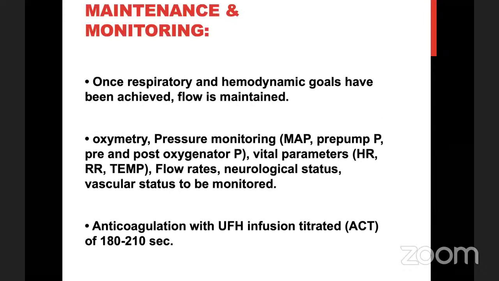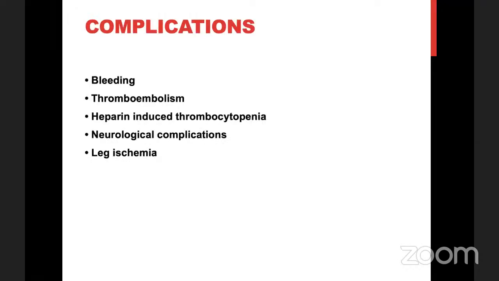So maintenance and monitoring while using the ECMO. Once respiratory and hemodynamic goals have been achieved, flow is maintained. Oximetry, pressure monitoring including MAP, pre-pump pressure, pre and post-oxygenator pressure, vital parameters, heart rate, respiratory rate, temperature, flow rates, neurological status, and vascular status are to be monitored. And anticoagulation for sure, with a fractionated heparin infusion titrated to an ACT of 180 to 200. Complications: bleeding, thromboembolism, heparin-induced thrombocytopenia, neurological complications, or leg ischemia.